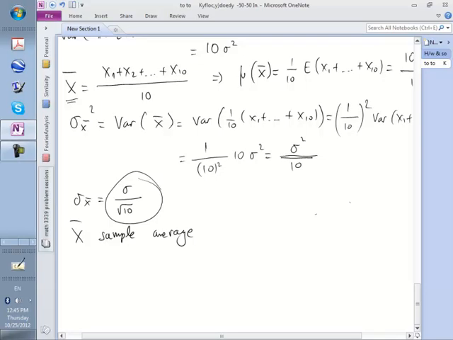And that's the property. The arithmetic mean, as we call it, the sample average, behaves better than the actual observation. That's why we sometimes use the sample average. It's not very difficult to understand.